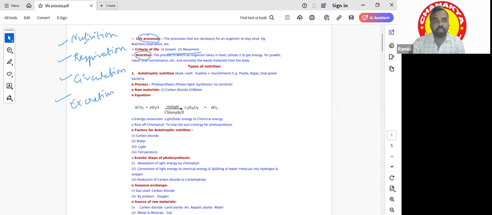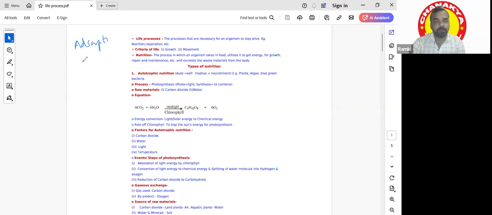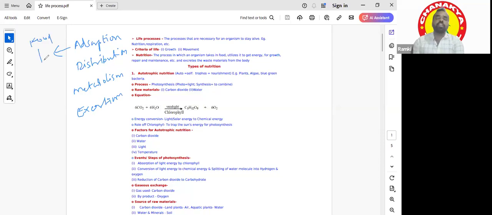They used to say that the 4 major processes responsible for our functioning are ADME: absorption, distribution, metabolism, and excretion. These are the 4 processes happening in our body. So what is absorption? We are eating food. The food needs to be digested and absorbed from the small intestine.